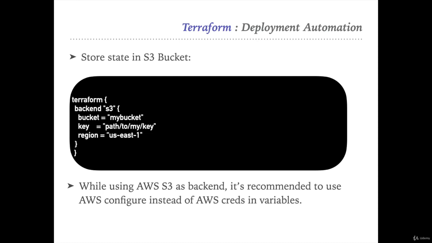While using the AWS S3 backend, it's recommended to use the AWS configuration instead of AWS credentials in the variables. That is the important point. Whenever you are using the remote state inside AWS S3, it is always recommended to use the AWS configuration, because the backend in Terraform will not use the variables. And if we define the secret and the API key inside the variables, then Terraform will not be able to create the remote backend on AWS S3.